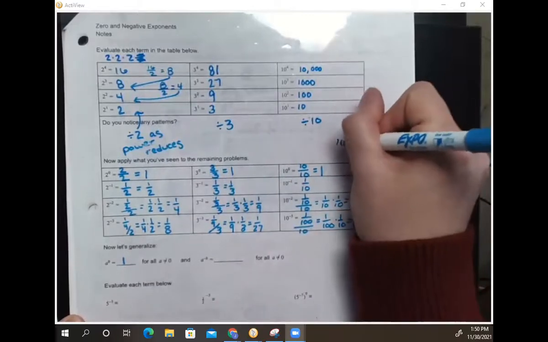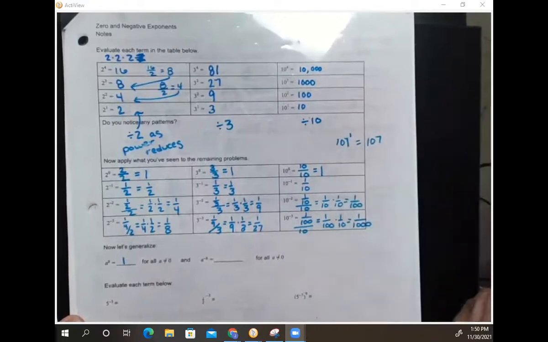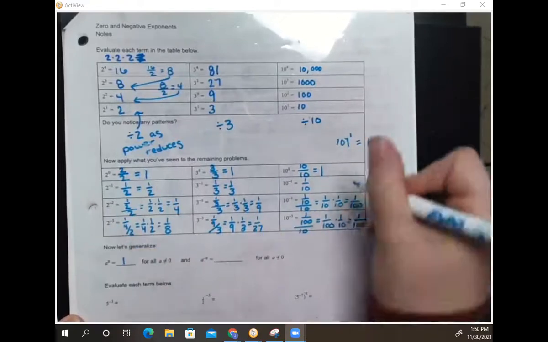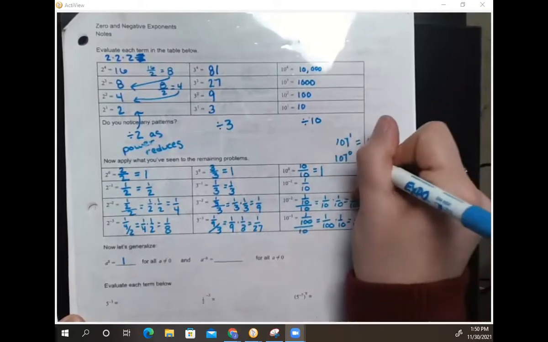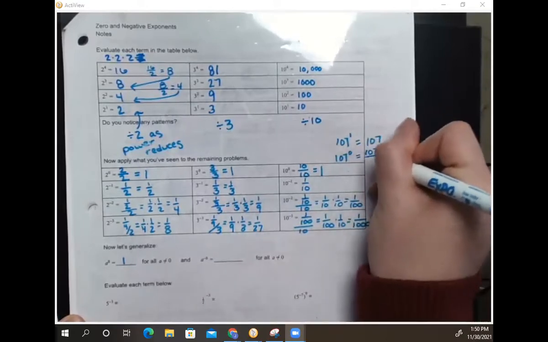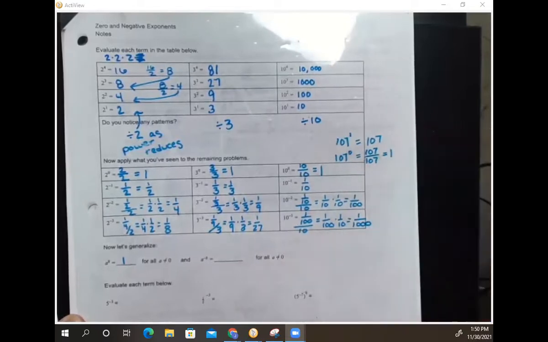Anything to the first power is just itself. So if I had 107 to the first power, that would just be 107. If we followed this same pattern here to find 107 to the 0 power, that would be our previous term, divide out a factor of that number, and we would get 1. So anything to the 0 power is 1. And then when we use a negative exponent, again, these are for non-zero numbers.